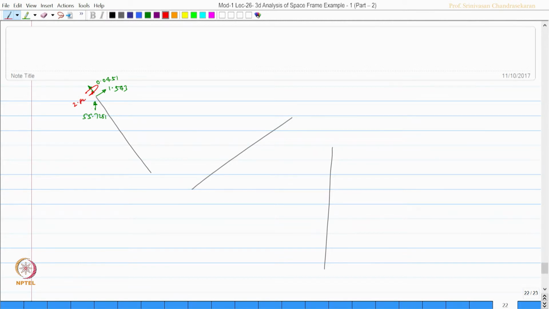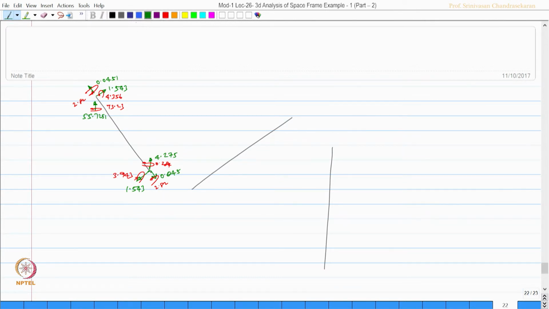Similarly, 73.23 and similarly 4.356. Look at this joint now, this is going to be 0.045, okay, and this is going to be 1.543 and this is going to be 4.275, and then the rotations: clockwise, this is anti-clockwise, 2.82, 0.284, 0.284 and this is 3.943 for the member AB.